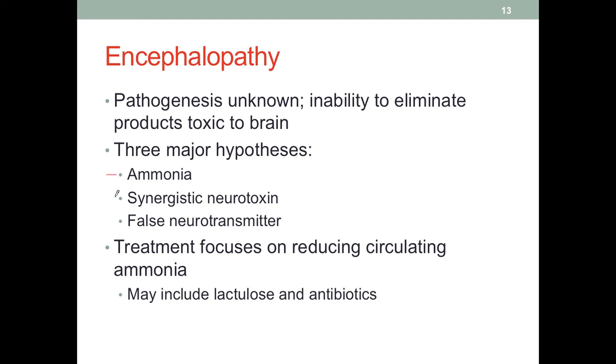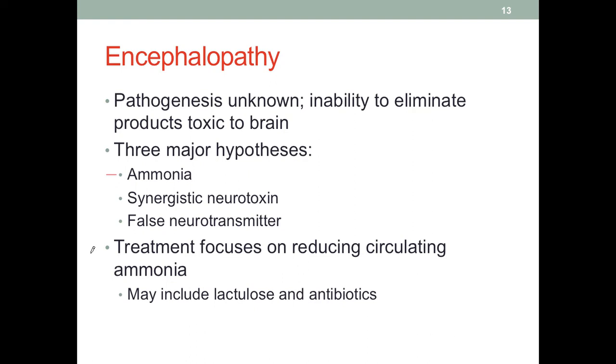So this would be the accumulation of various neurotoxins, ammonia, phenols, indoles, things like that, that are accumulating in the liver, causing issues with the brain. And the third one is that a false neurotransmitter gets in the way of communication and leads to encephalopathy.